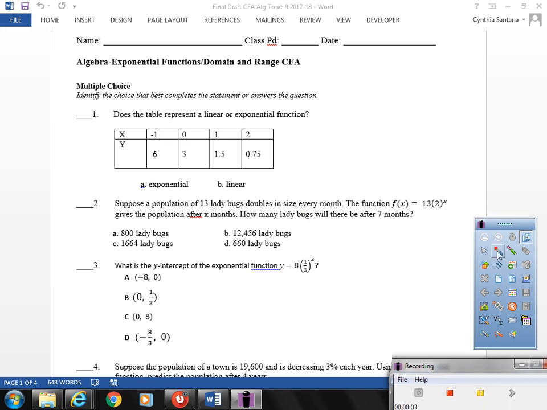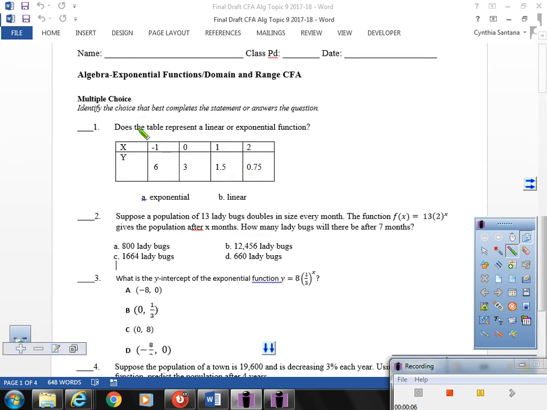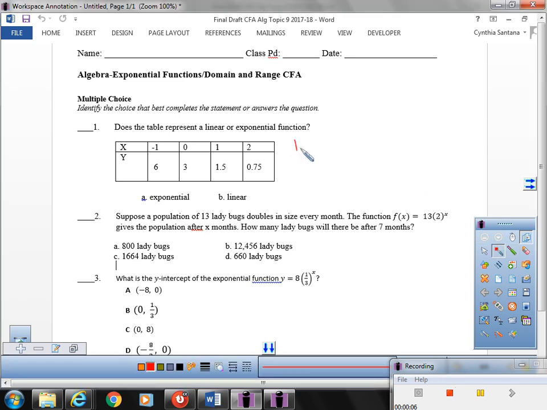There you go. Alright, so let's look at question number 1. It says, does the table represent a linear or exponential? So I'm hoping everybody got this one right, because all you had to do is put it in the spreadsheet. So right here on the side, if you did get it wrong, because the answer was what? Those of you who made 100, what did you put there? A. So it was a picture of an exponential curve.